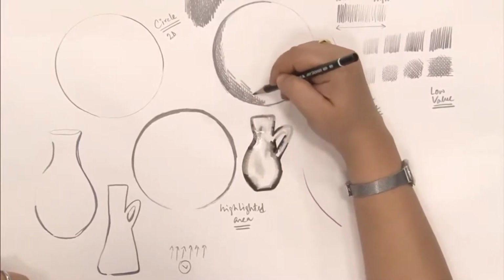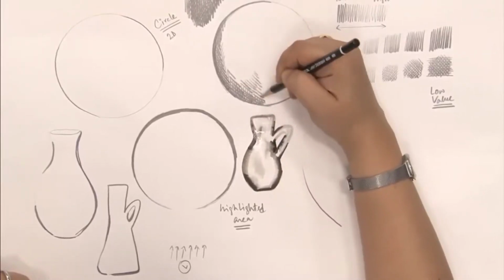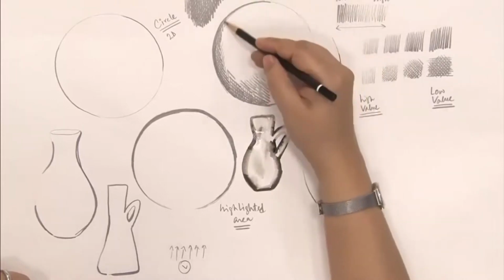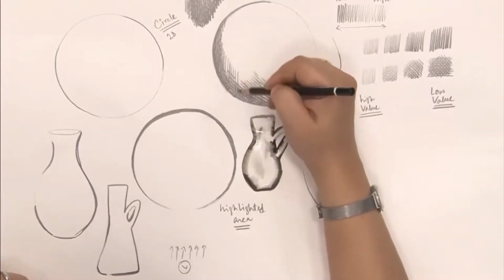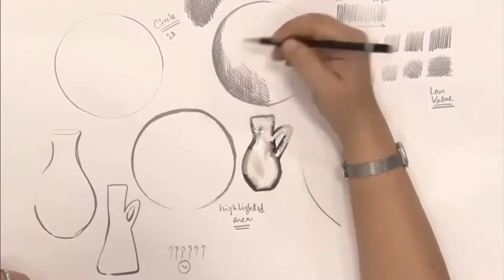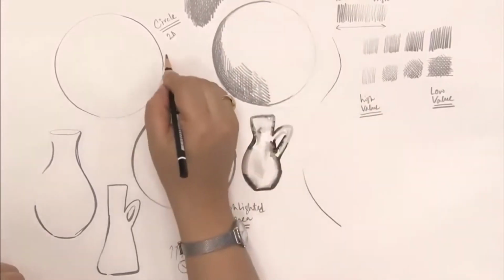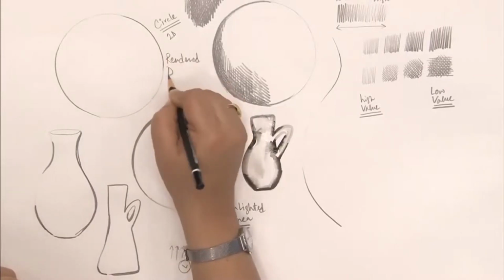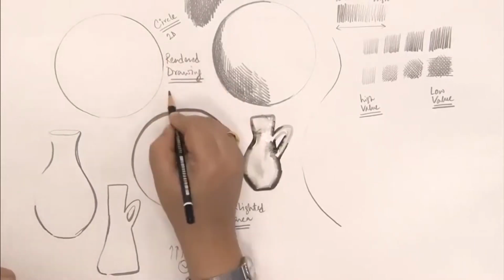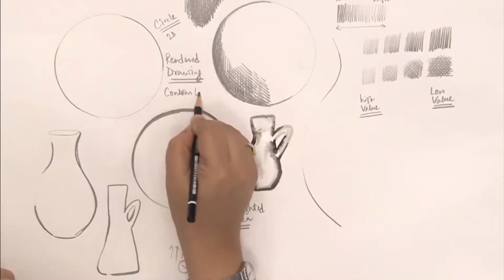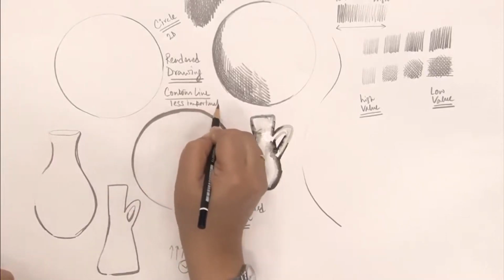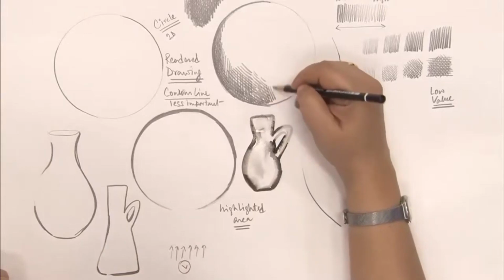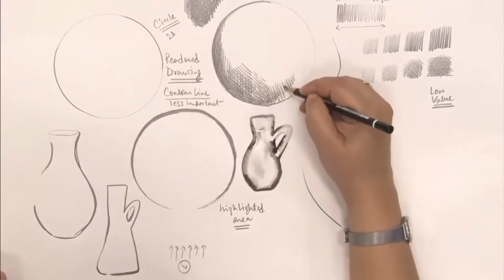So, when this part is blending with the contour line, the importance of a contour line will decrease. So, in a proper rendered drawing, the contour line is less important.